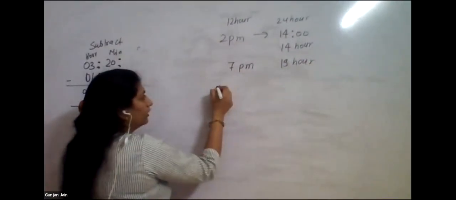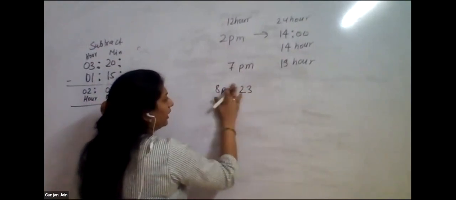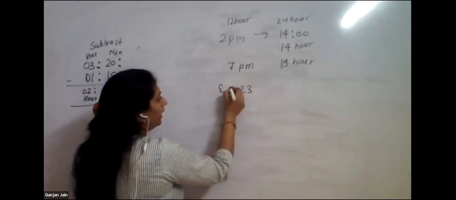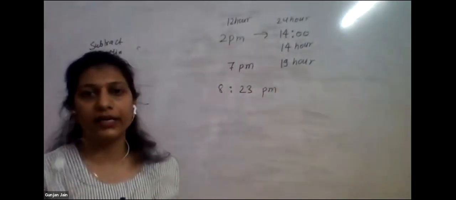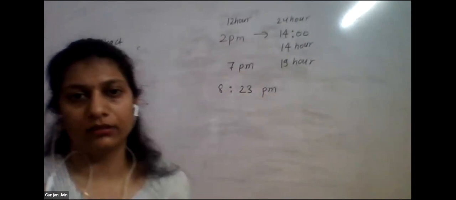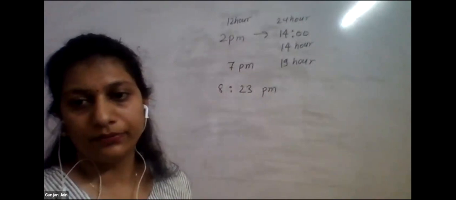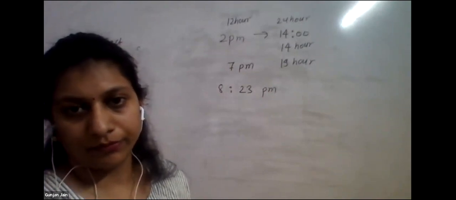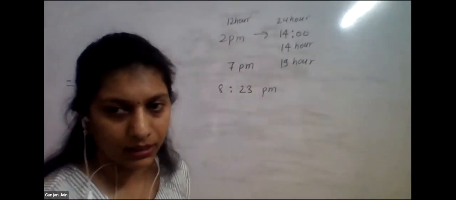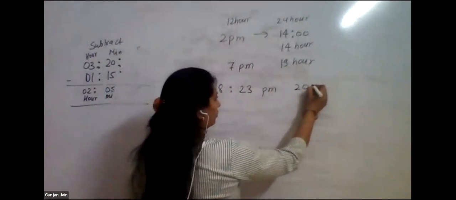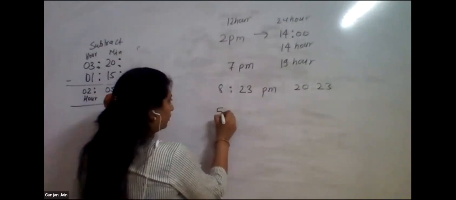Now, if I give you 8:23 p.m., how will you write it in 24-hour format? Correct, 2023. 2023 hours, correct.